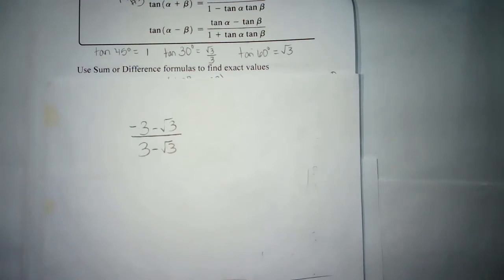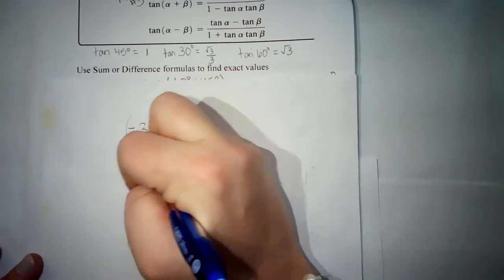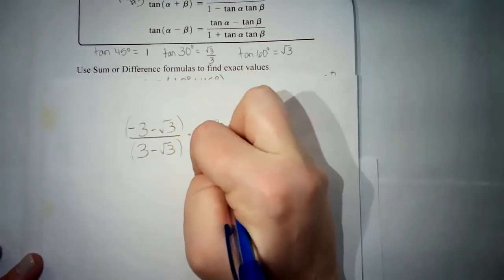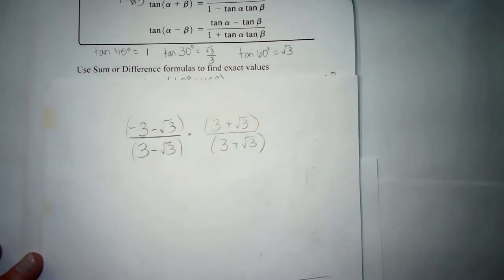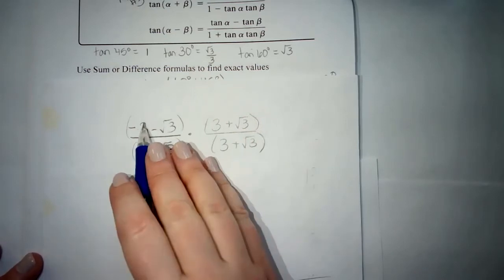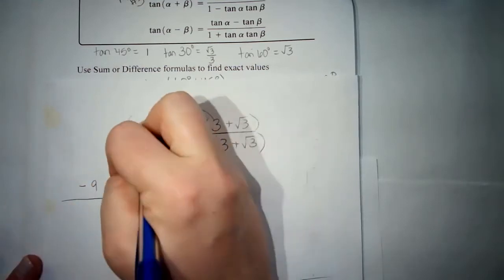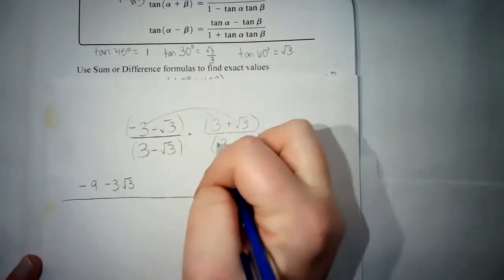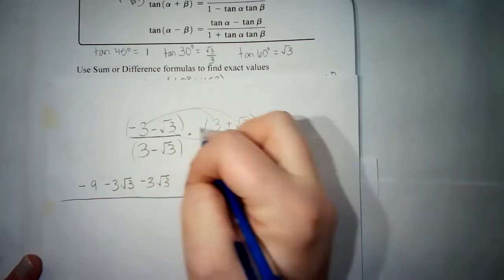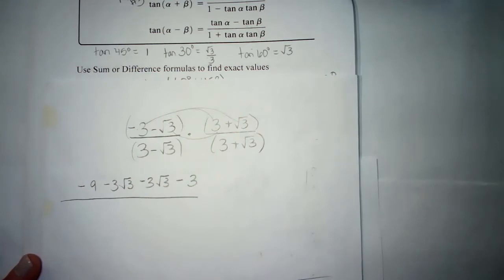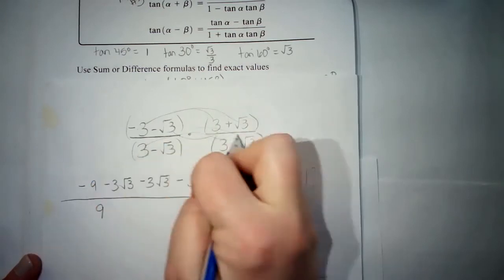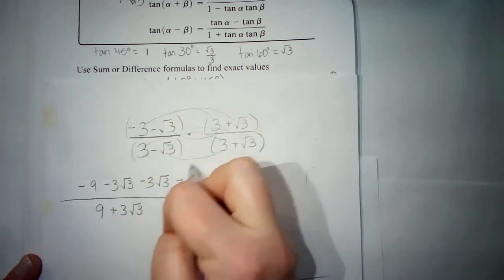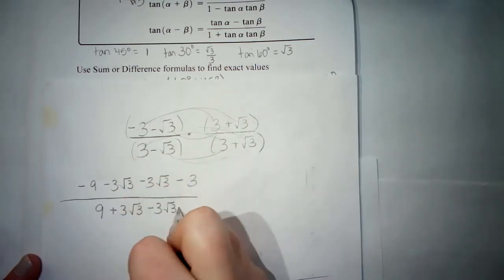Keep going? Okay, so we have to get that radical out of the bottom. So we're going to multiply by the conjugate of the bottom. The conjugate of the bottom is 3 plus √3. So now we're foiling. We're going to get -9 minus 3√3 minus 3√3 minus 3. Down here we're going to get 9 plus 3√3 minus 3√3. Those are going to cancel, minus 3.